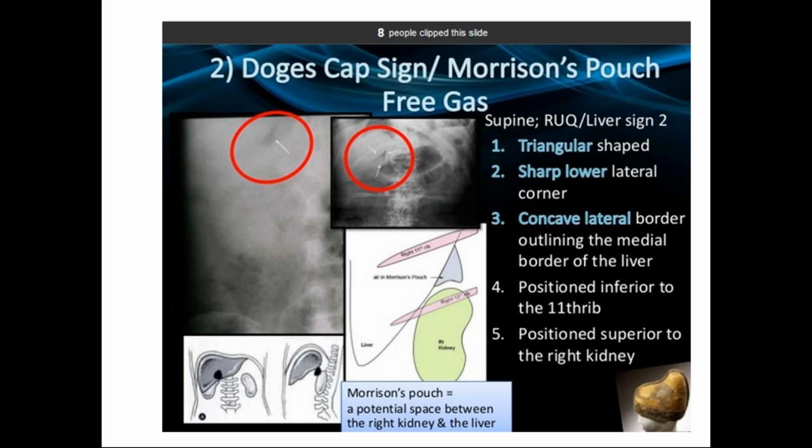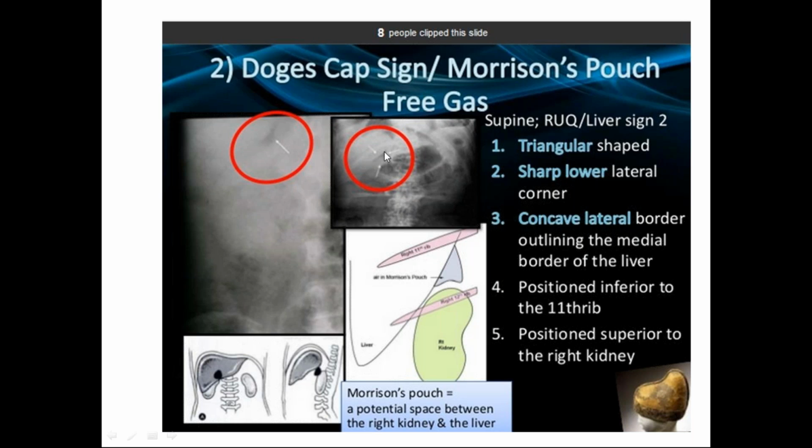And another sign is the Doge's cap or Morrison's pouch free gas. What is a Morrison's pouch? This is the hepatorenal pouch, or the potential space which is present in between the right kidney and the liver. And this is a very important space, as in case of pneumoperitoneum, we can see accumulation of air within the space, or in case of ascites or a hemoperitoneum, we can see small amounts of fluid accumulating in this space. We can see this sign also in the supine film, that is the patient lies down and we take an X-ray in the anterior posterior direction.